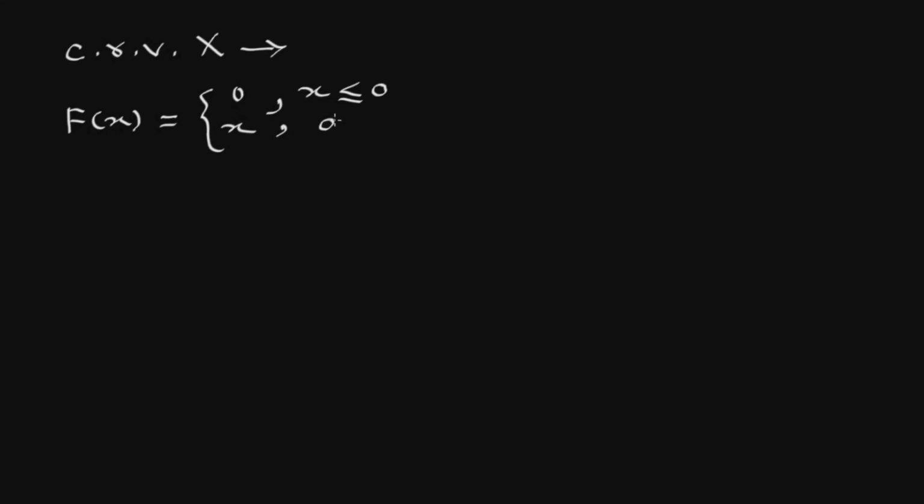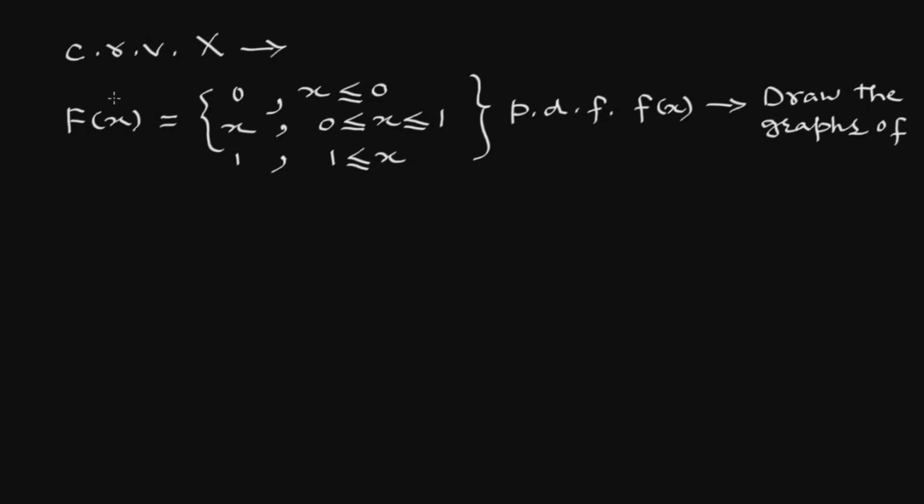In the next example, we are given a continuous random variable x having the following distribution function: F(x) equals 0 if x is less than or equal to 0, x if x lies between 0 and 1, and 1 if x is greater than or equal to 1. From this, we have to find the probability density function small f(x), and we have to draw the graphs of both the probability distribution function capital F(x) and the probability density function small f(x).